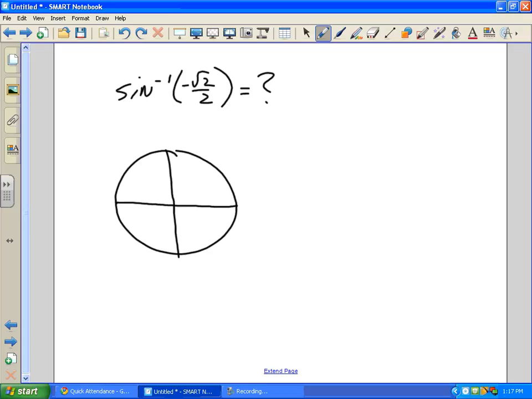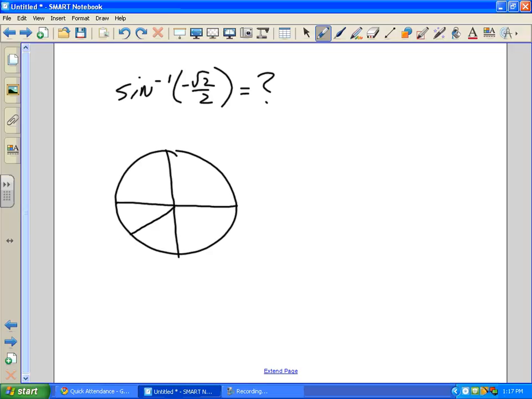First one is at the... Not in the first one. 3 and 4. So what are the sine values? What are the sine angles? What are the sine angles in quadrant 3? What is the angle in quadrant 3 that has a sine value of negative radical 2 over 2?